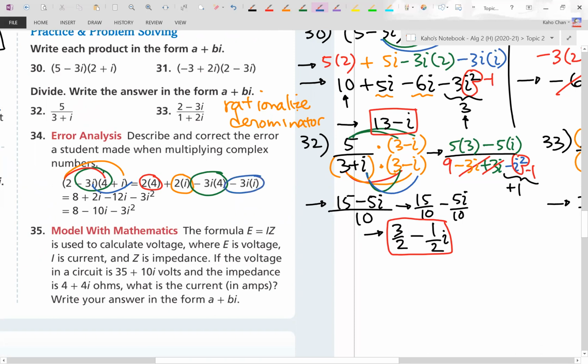So what did they forget? Oh, I see it. They forgot to take care of the i squared on the end, right there. That should be negative 1, yeah? So negative 3 times negative 1 is positive 3. Positive 3 with the 8 in the front will give you 11 minus 10i. That is the answer that you get. Okay? That's the positive 3.